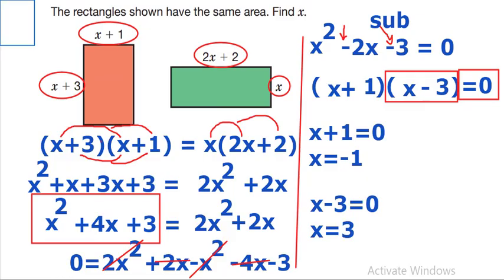Now we have two answers for this question. One of them is negative, and the other one is positive. Which one do you think is the right answer? Very good. The positive one. Why do you think that the positive one is the right answer? Because one of the x's is the whole line. We can't say that the length of this line is negative 1. We can't have a negative in the measurements of lengths. So the final answer, the right answer, is x equals 3. This means that x here will equal 3. And this is how you answer a question like this.